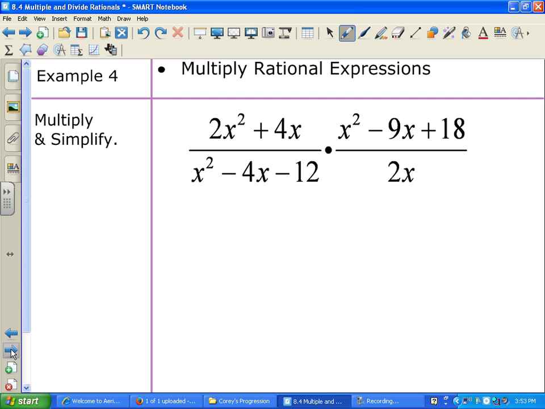Up top, I have 2x squared plus 4x. I can simplify. I can remove a common factor. The common factor I can remove here is 2x. If I remove 2x, that will leave me x plus 2.